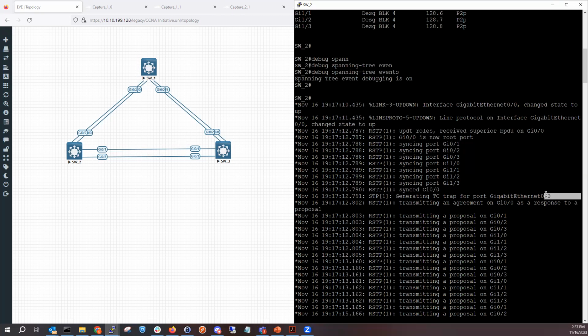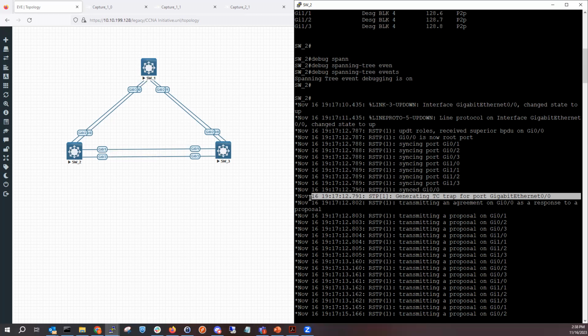All right, so what is it doing next? It's generating a TC trap for port gigabit 0/0. We haven't talked about traps yet, or topology changes. This is one big thing we need to look at for troubleshooting, and we'll talk about that in the next chapter. But whenever a topology change happens, a trap is basically a notification. It is letting a source or destination know that a change has happened.